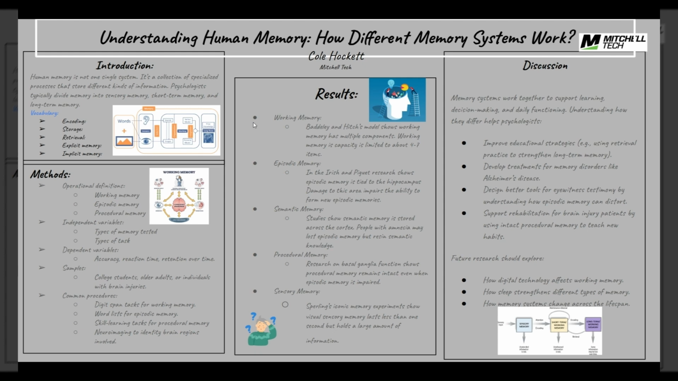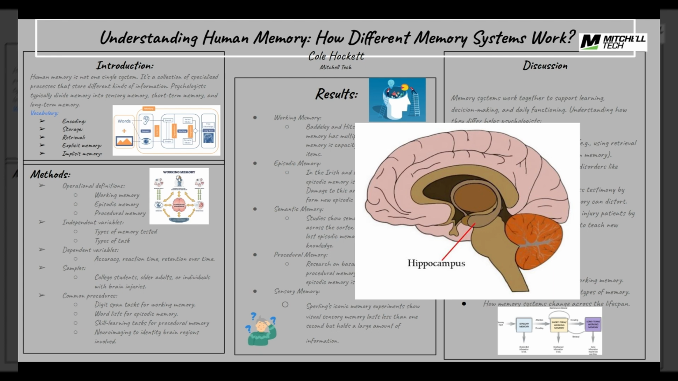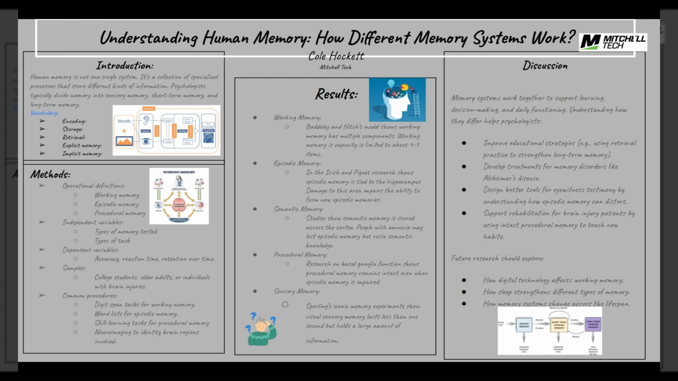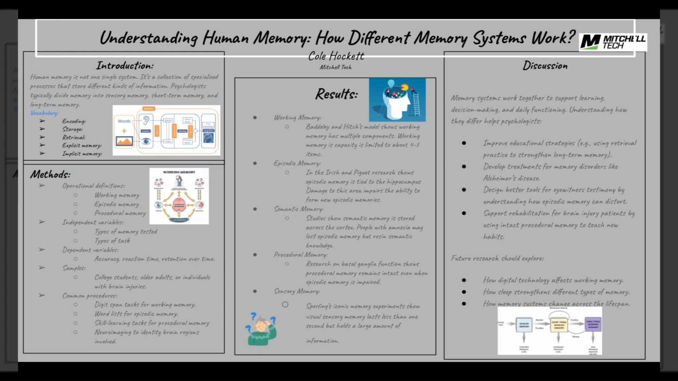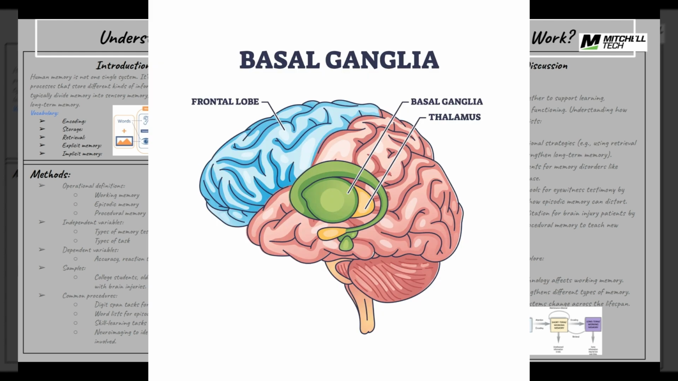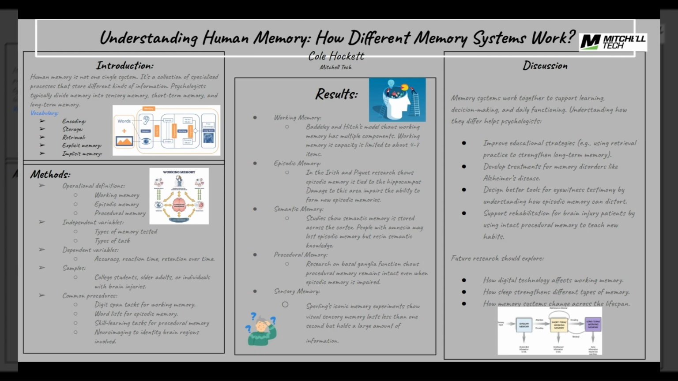Episodic memory: research shows episodic memory is tied to the hippocampus. Damage to this area impairs the ability to form new episodic memories. And then semantic memory: studies show semantic memory is stored across the cortex. People with amnesia may lose episodic memory but retain semantic knowledge. And then we have procedural memory, and research on basal ganglia functions shows procedural memory remains intact even when episodic memory is impaired.